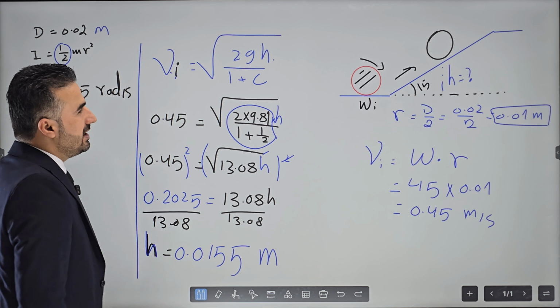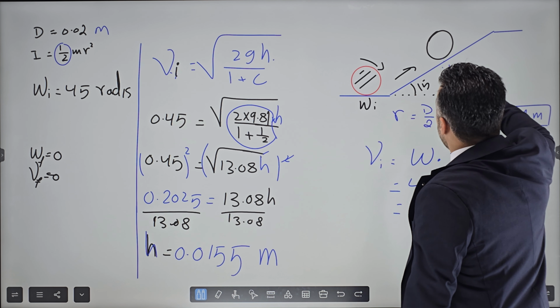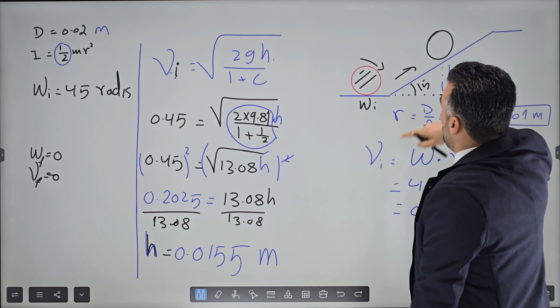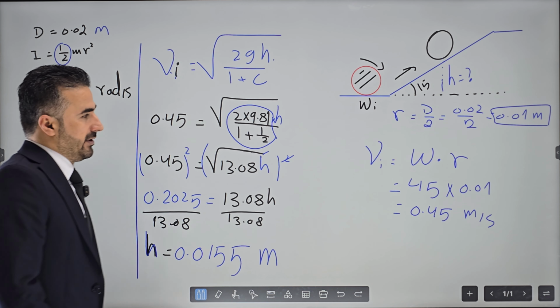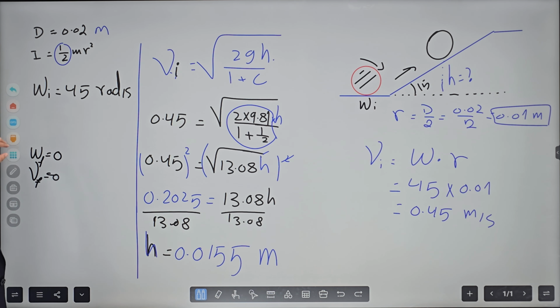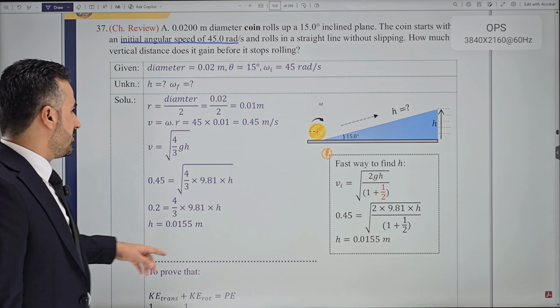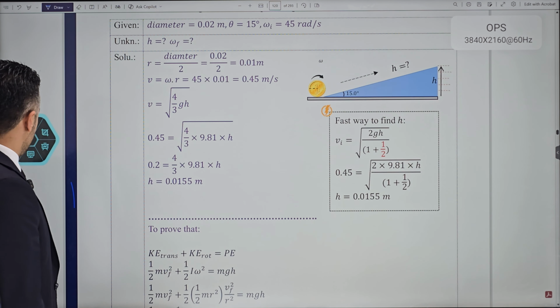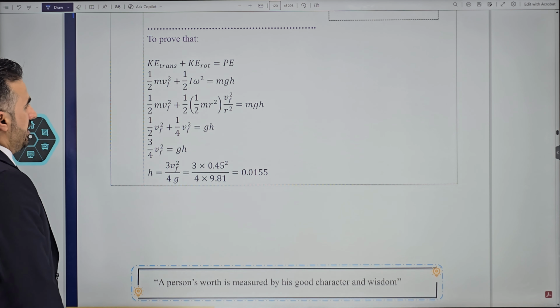But that would be the height or how much it is going to roll up before it stops. So at this point, when the height is 0.0155 meter, then this coin just stops rolling, and that is the answer to this question. And here's the fast way using this, but first you have to convert and all that. So there's nothing special about this one. And this is the long method if you want to prove that here.